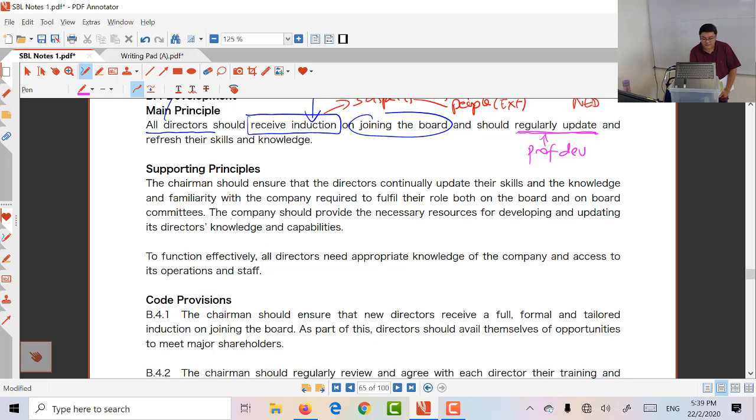Now, what do you understand from this statement? The company should provide the necessary resources for developing and updating the director's knowledge. Well, it's very straightforward, right? What does it mean? It means you must have the budget. If a director needs to go for training, let's say I'm on the nomination committee, okay? Now I see that there is a need for a director.